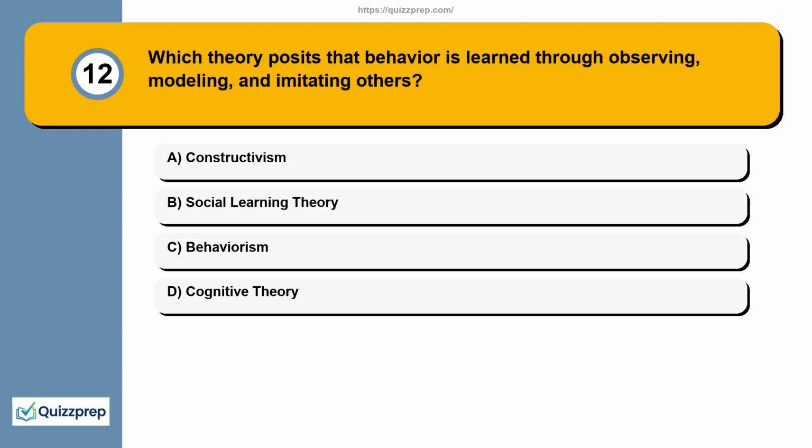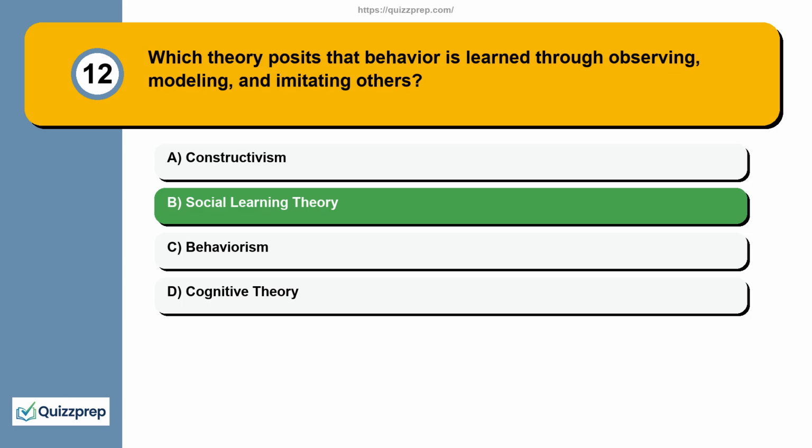Question 12. Which theory posits that behavior is learned through observing, modeling, and imitating others? Here are your options. Option A. Constructivism. Option B. Social learning theory. Option C. Behaviorism. Option D. Cognitive theory.